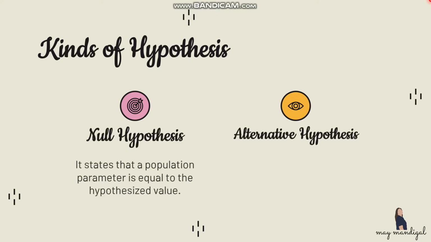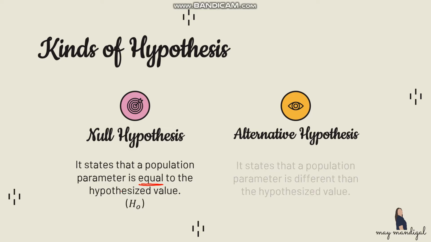So what is the null hypothesis? It states that a population parameter is equal to the hypothesized value. One thing that we have to remember for our null hypothesis is that we always state or assume that our population parameter is equal. So we want to state or assume that our population parameter is equal to our hypothesized value. Or if you are comparing two means from different populations, you will always say that there's no difference between the two, or the two values are just equal with one another. That is the null hypothesis, and we denote it using H sub O or H0.